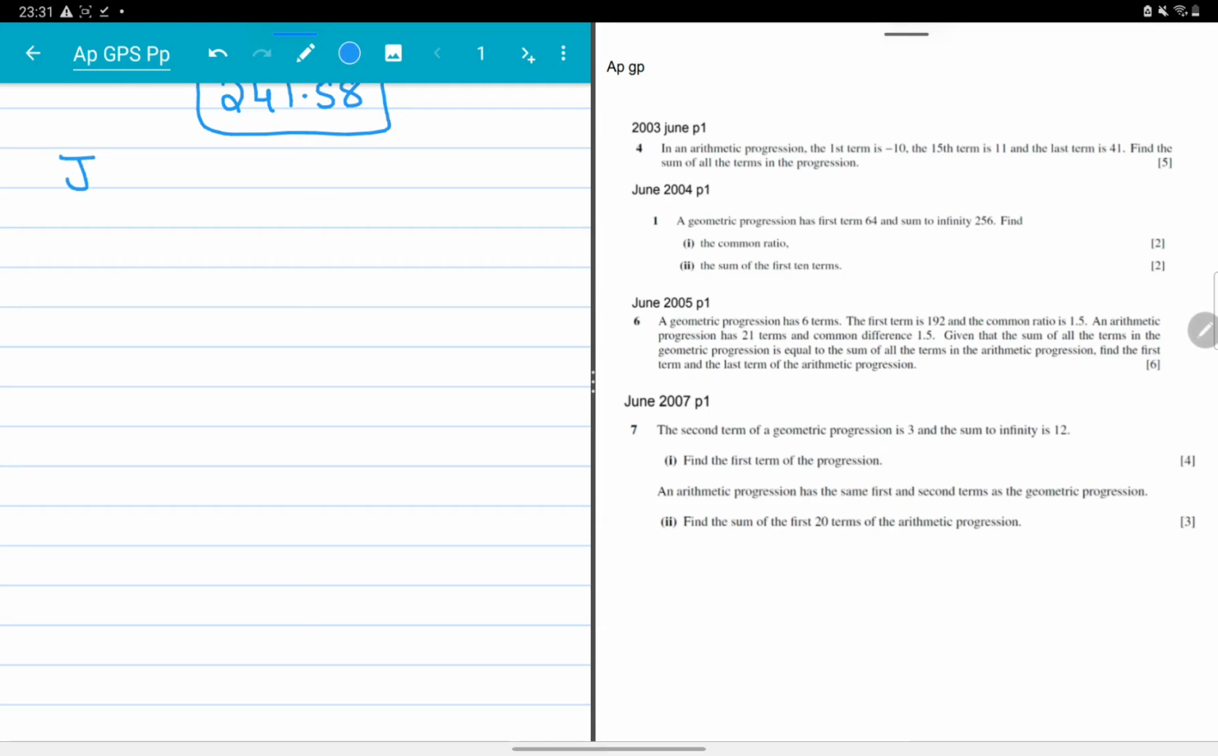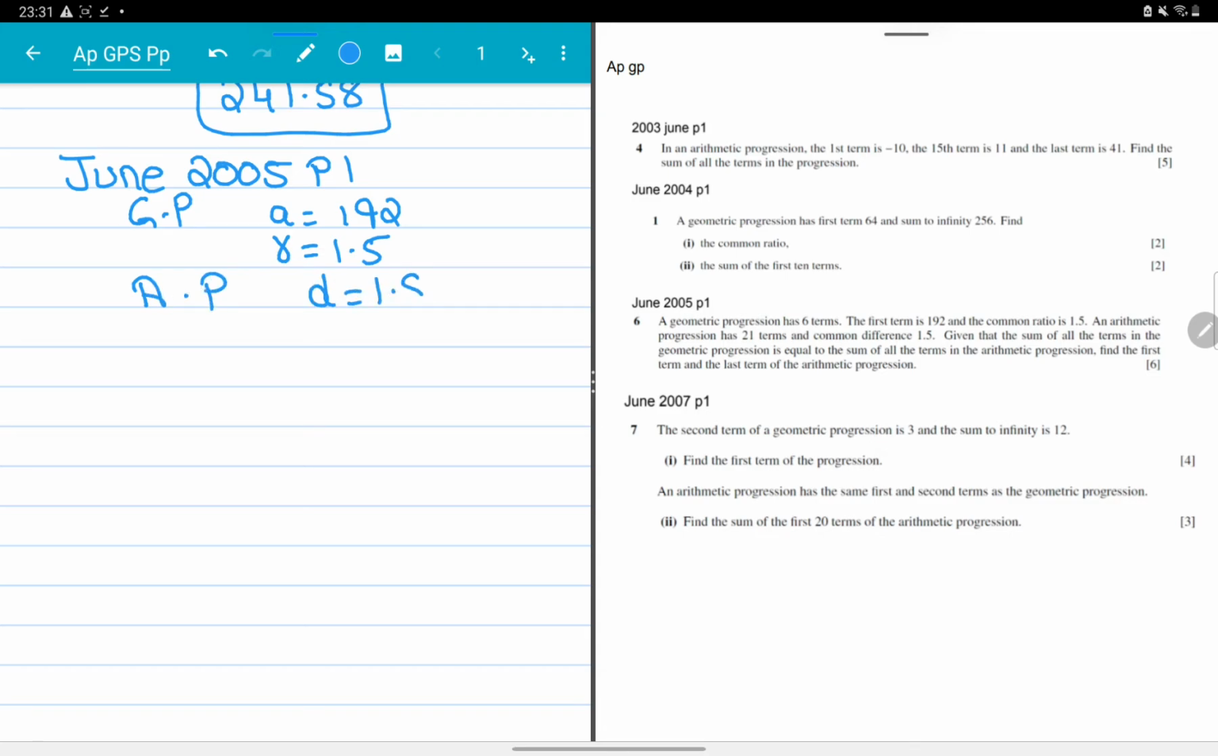So the question is June 2005 P1. In this question the first term of the GP is given as 192. The common ratio of the GP is given as 1.5. Okay, and we have the difference of the AP, which is 1.5. Now they are asking, given that the sum of all the terms in the geometric progression is equal to the sum of all the terms in the arithmetic progression.